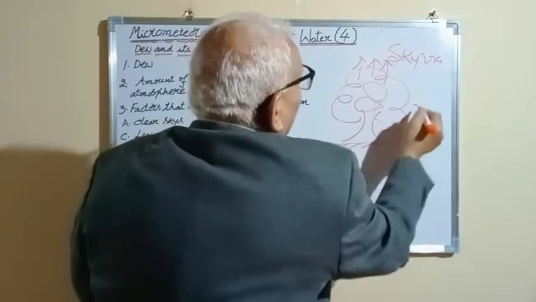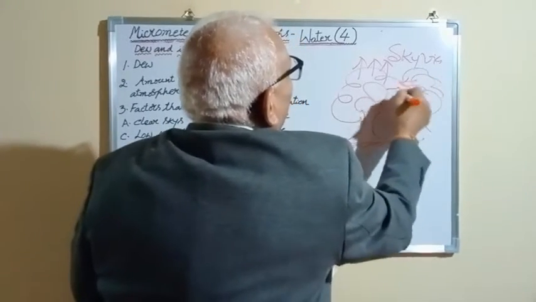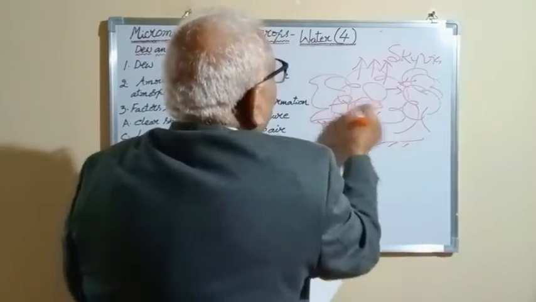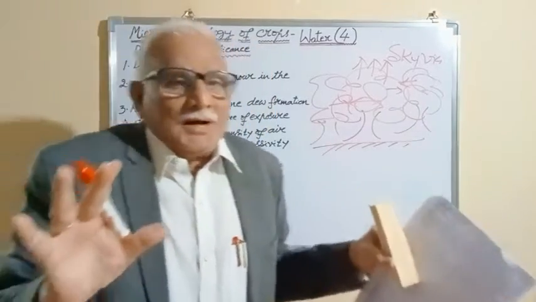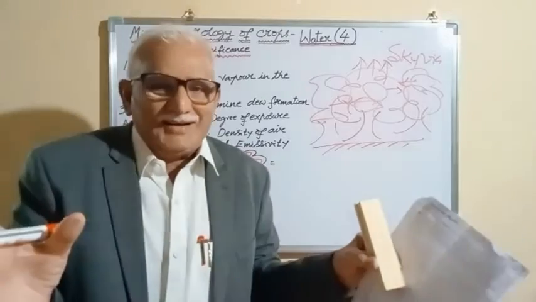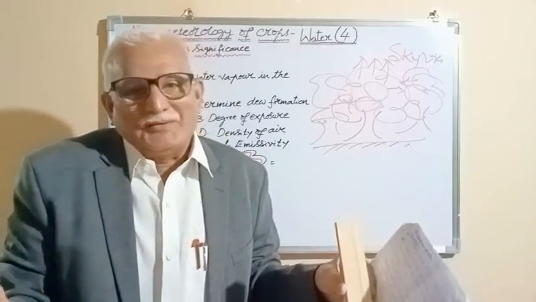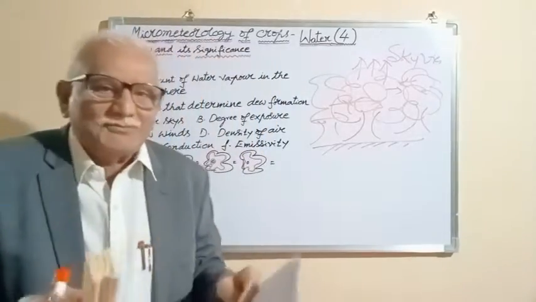If more trees are there, what will happen? The exchange of temperature takes place. That's why they become relatively warm. So, the second point is exposure. The more the exposure, the more the cooling, and the possibilities of dew formation are very, very good as far as the second point is concerned.